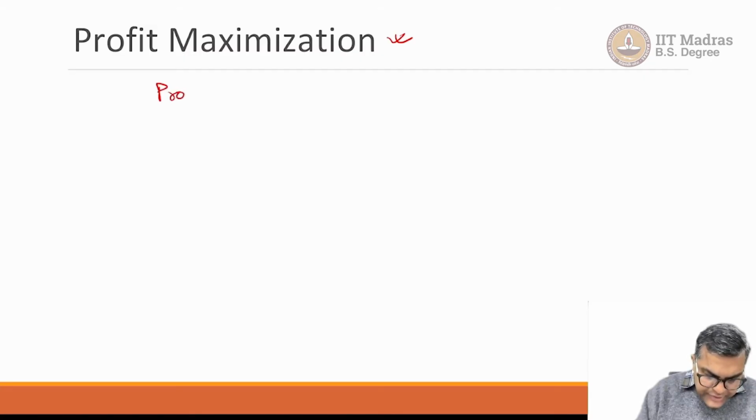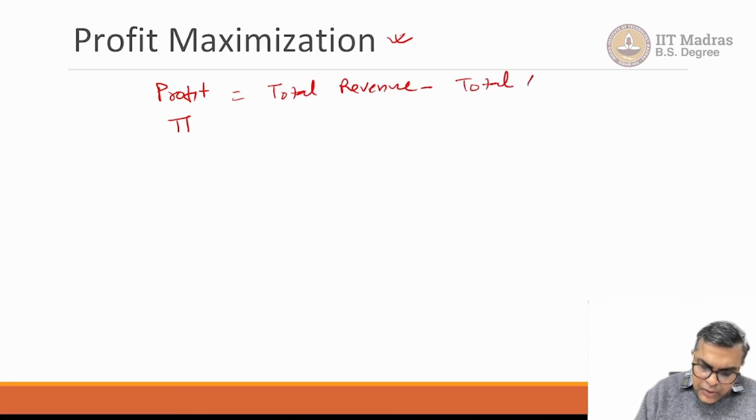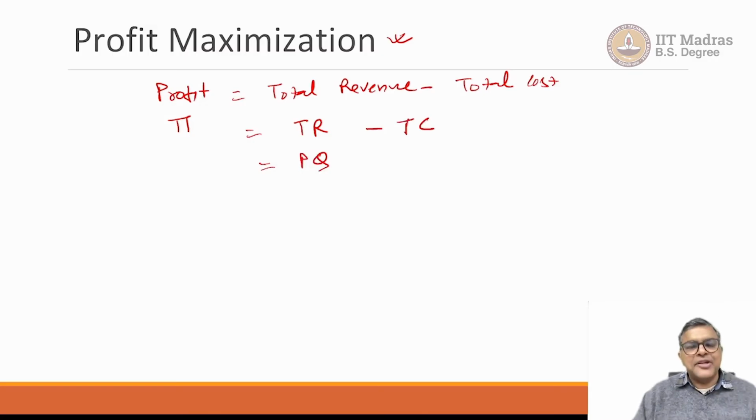So profit is denoted by capital Pi, which is equal to total revenue minus total cost, which we can write in short as TR minus TC. TR is P multiplied by Q, where P is the per unit price and Q is the quantity sold, and total cost depends on Q. So how many units should you produce if you are interested in maximizing profit?